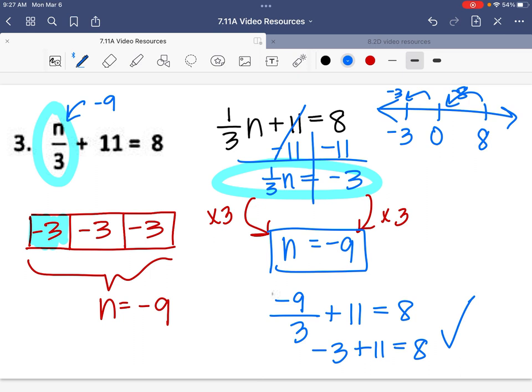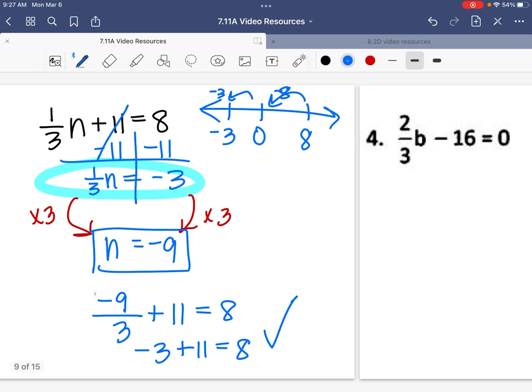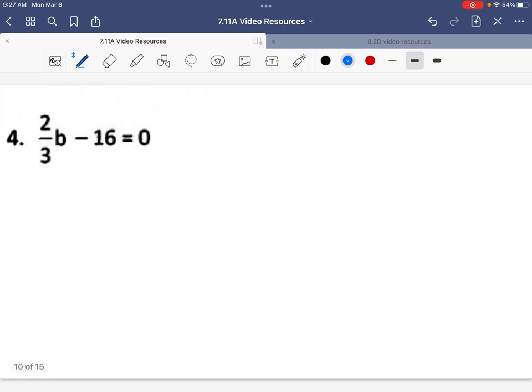All right, guys, and I do want to take a look at one more type of problem. Because notice now we still have a rational coefficient, but this time it is not a unit fraction, meaning our numerator in the fraction right there is not 1. So we can still do the same type of thinking. So we know 2/3 of b minus 16 is equal to 0.